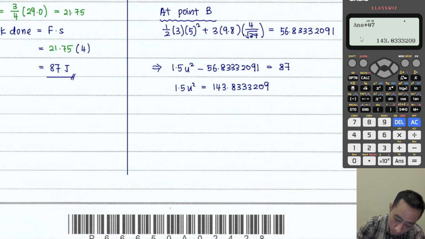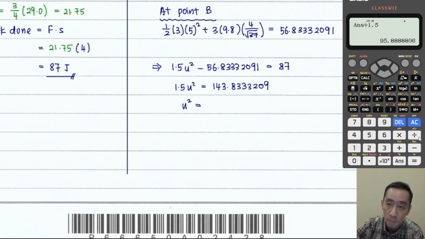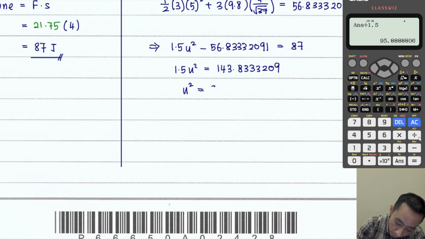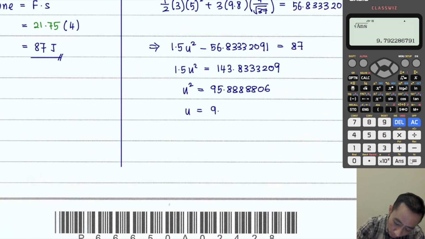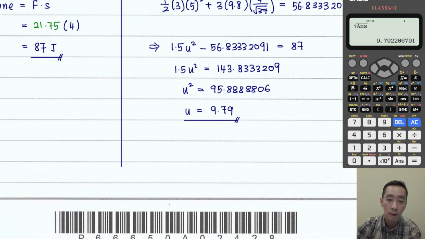So u squared is equal to 143.83332009, and 1.5 brought over there becomes divide, so divide by 1.5. So here I have 95.8888. How many 8s are there? Basically there are 1, 2, 3, 4, 5, and then 0, 6. So u is equal to the square root of this number, which is 9.79. So here I found my u.